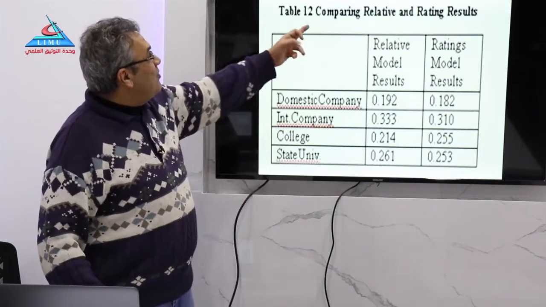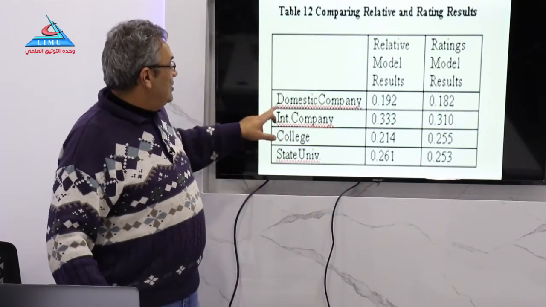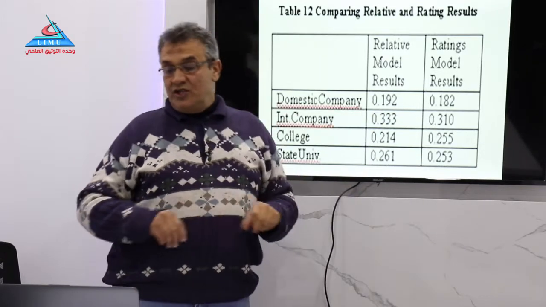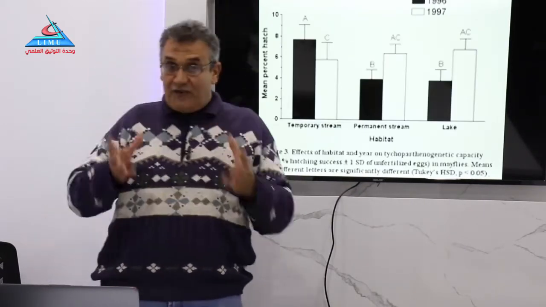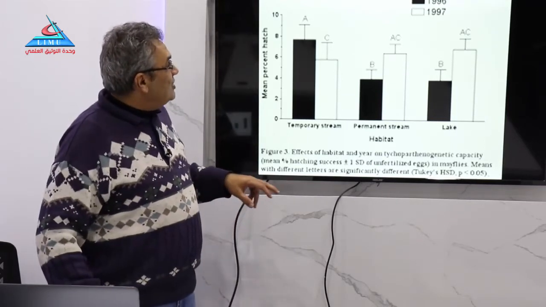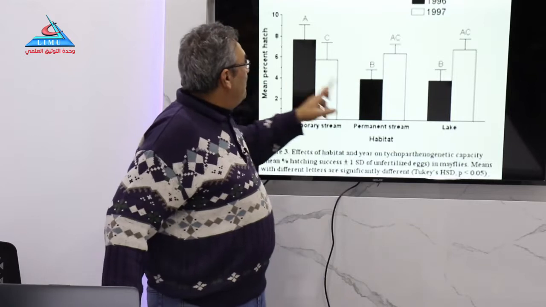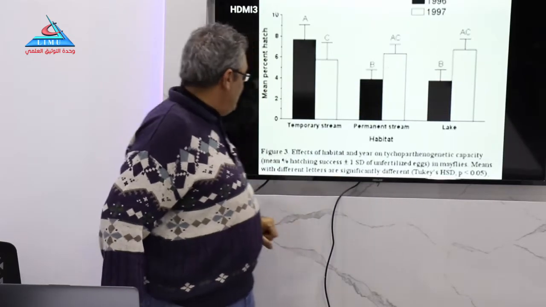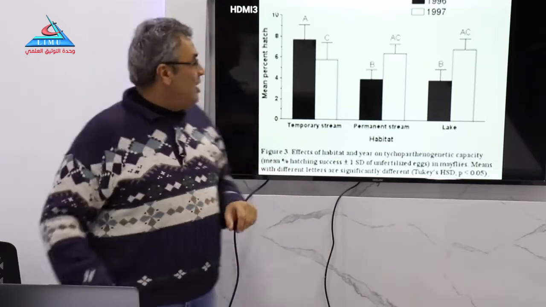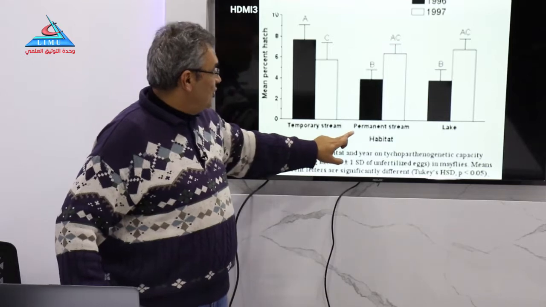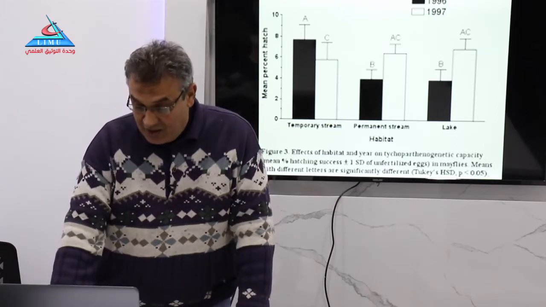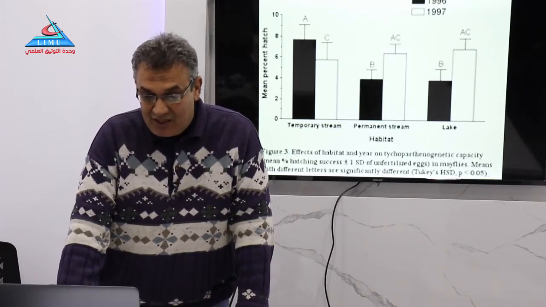This is another table comparing relative and rating results. As you can see, domestic company, international company, college, state university, as well, there is no significance that can be seen. This is another form, the bar chart, as you can see, and the color of the bars here indicates the years, for example, here is 1996, and here is 1997, so the difference between the two years, for example, in temporary stream, permanent stream, lake, and as well, there is no significance that can be seen between the two years in the three domains.